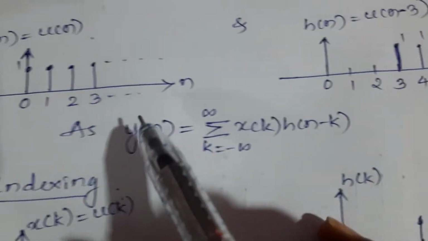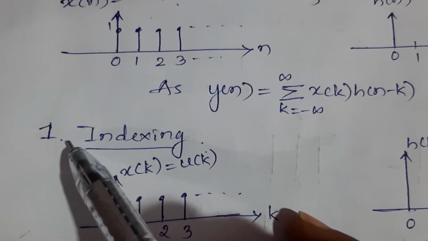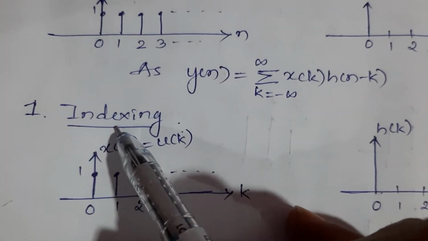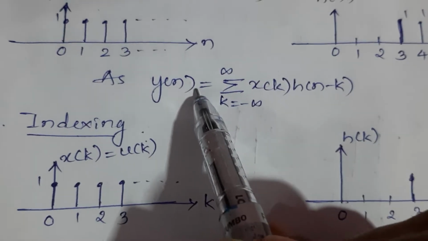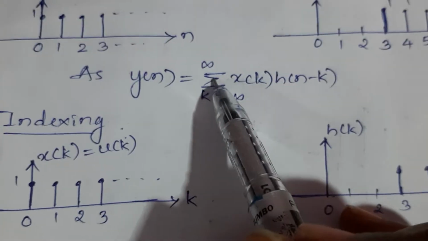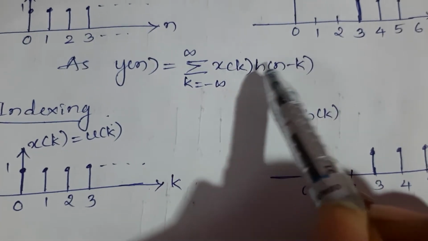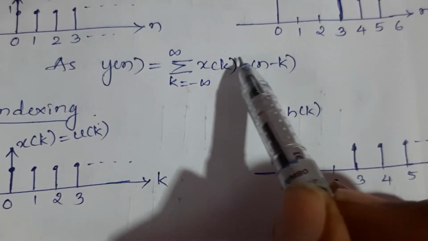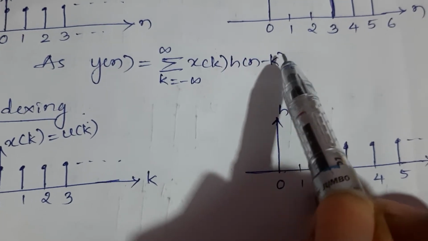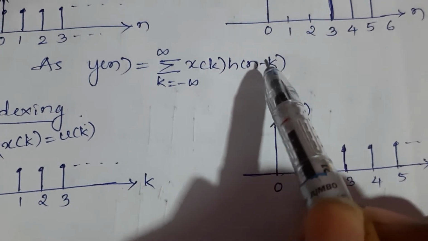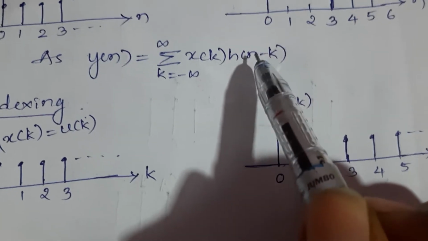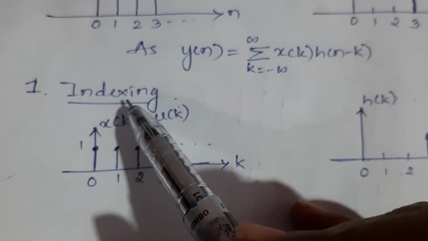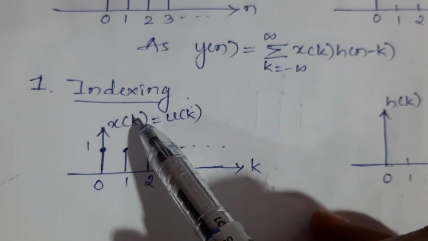Now in this, we need to follow the first step as the indexing. Indexing means changing the variable, because we know that the convolution y of n is equal to this equation, and in this equation we have x of k and h of n minus k. So h of n has to be brought to this form. So x of k is obtained by indexing. Changing the indexing means changing the variable.